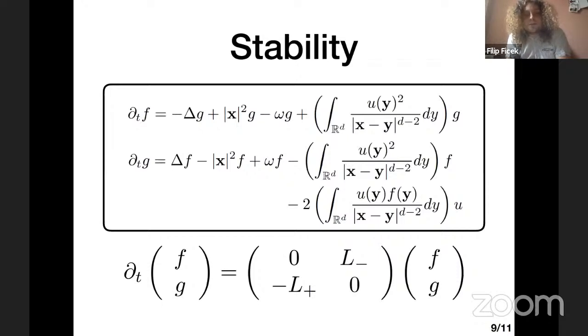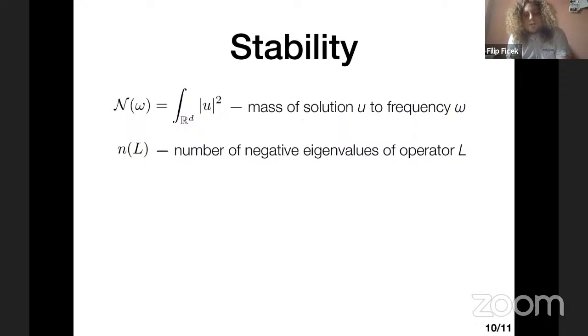And what we want to do is to use this L minus and L plus to investigate the stability of this ground state. And we will do it using the Vakitov-Kolokov criterion. To present it, I need some notions. So let me introduce N of omega, which is the mass of solution U, which is a solution with frequency omega. It is just the mass as an L2 norm, sorry.